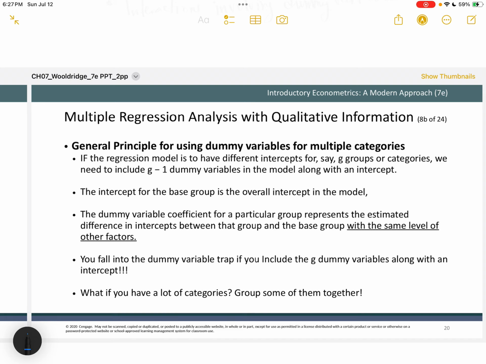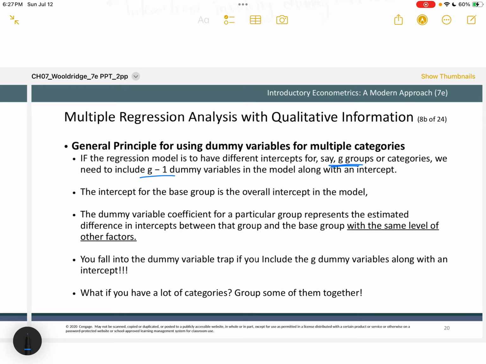So the principle here is that if you have multiple categories, let's say you have G groups or G categories, you're going to have G minus 1 dummy variables in your econometric model, leaving that one dummy variable out that you will use as the base group. Okay, if you do not do it that way, you will fall in the dummy variable trap.